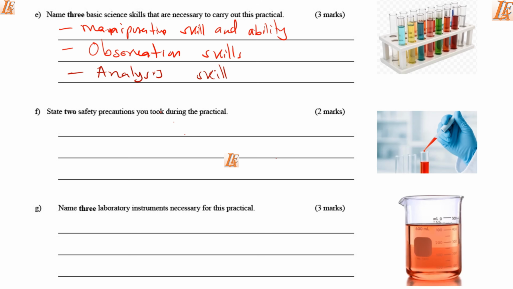So we can have as many skills as possible. Another question: state 2 safety precautions you should take or you took during this practical. Safety precautions that you took. I told you it's very important for us to know where all the chemicals are placed. So in this case, one of the precautions is that because we are dealing with acids and bases, and we said most acids and bases, especially strong ones, are corrosive.